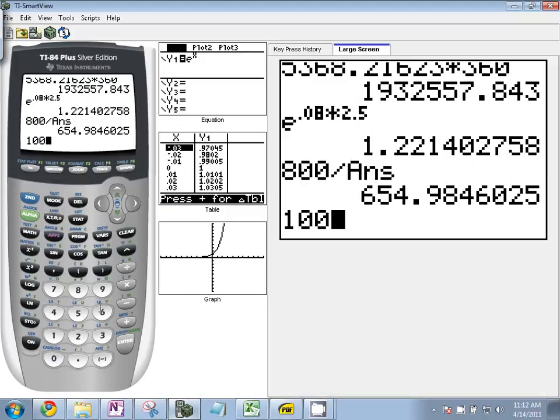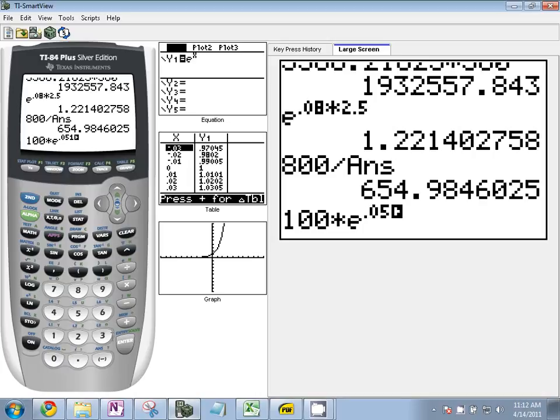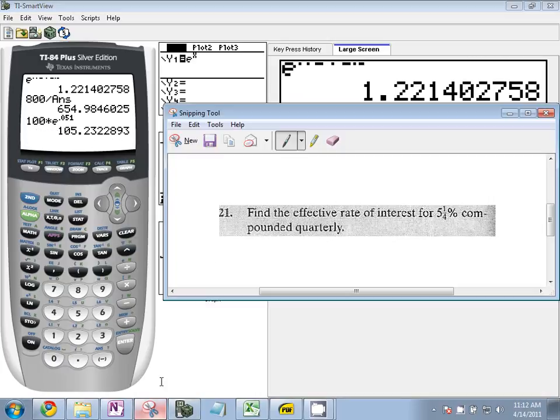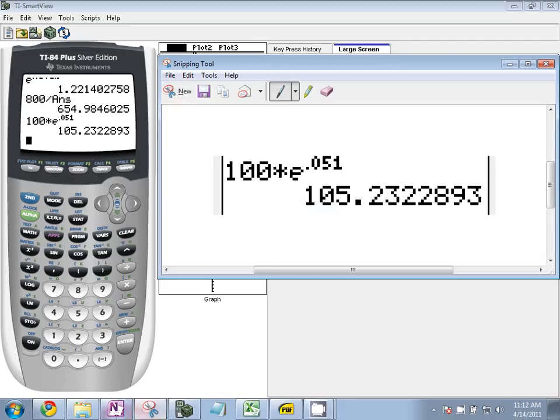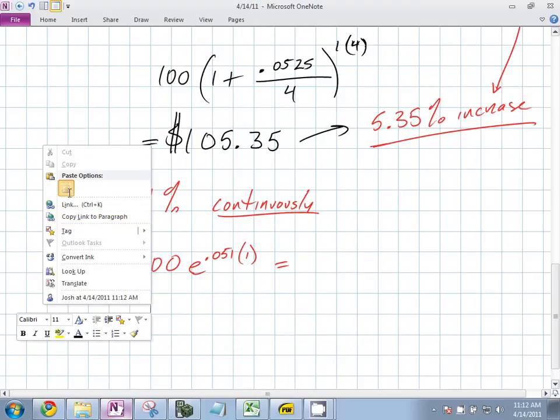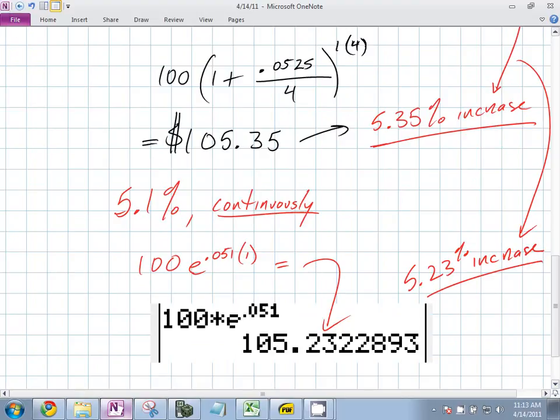100 times e to the 0.051. What do you end up with? Look at this, everybody. So if you did continuous interest at a lower interest rate, what do you end up with? What's the effective interest rate? 5.23 increase. That is also the effective interest rate. So if you had to compare these and you were trying to make money, which one would you choose? 5 1/4 quarterly as opposed to 5.1 continuously.